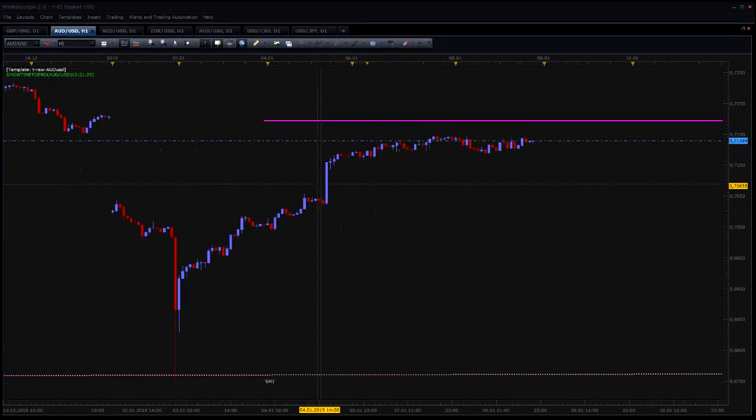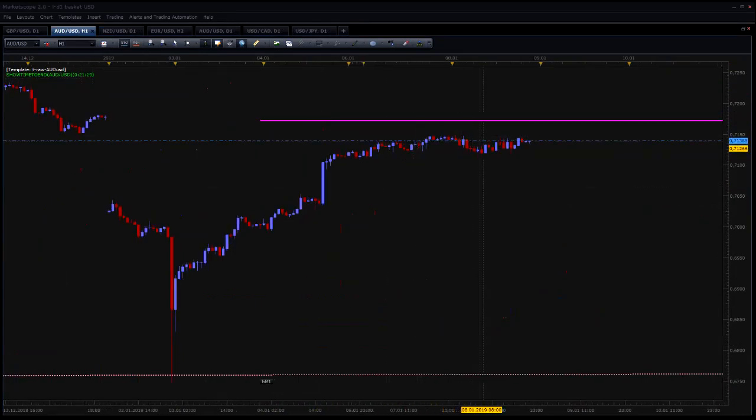And this is just a lot of consolidation, market traders consolidating after a big drop and a pullback, filling out the gap, and it hasn't been entirely filled. And that is Aussie dollar.